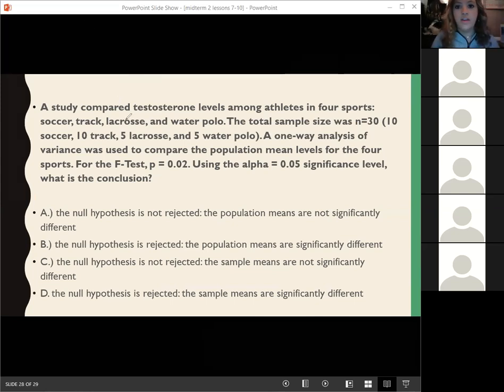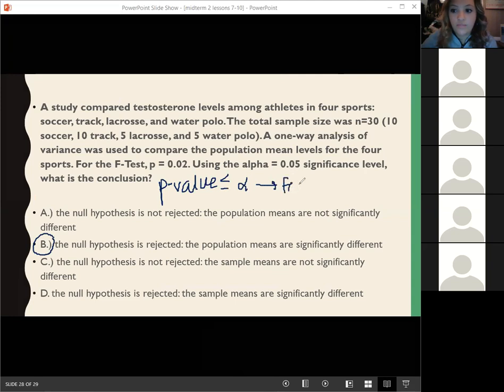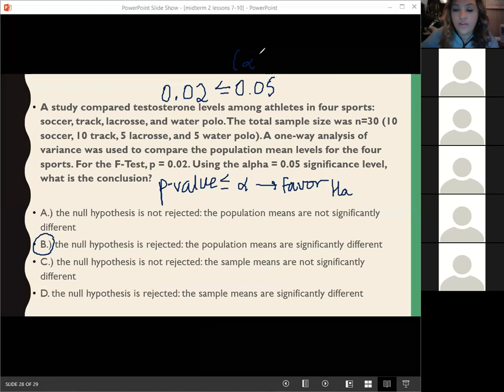So our answer here is going to be B. In this case, we found that for our F test, our P is 0.02. Remember that if our P value is less than alpha, we're going to be in favor of our alternative. Our P value was 0.02, which was less than our alpha, which is 0.05. So in that case, we are able to reject our null hypothesis. So we can cancel out C and A because we are going to reject it.